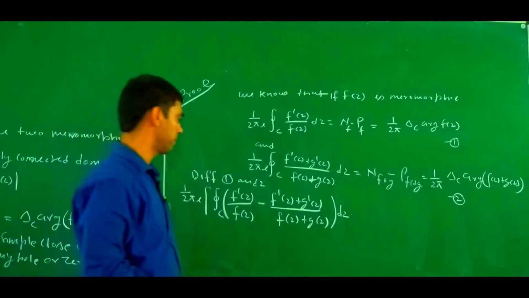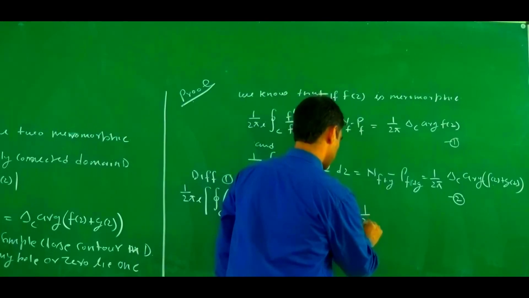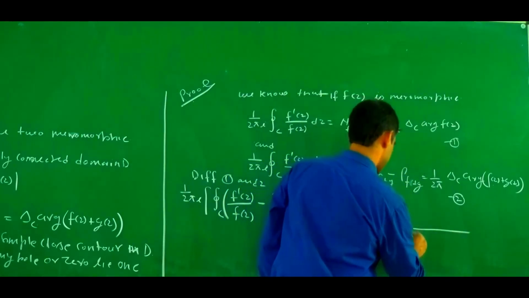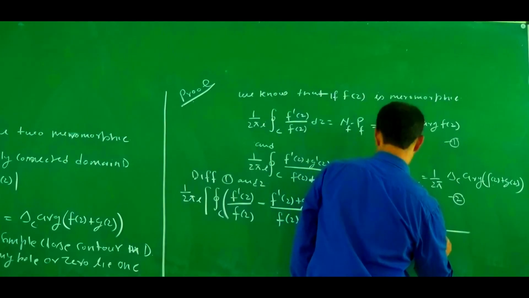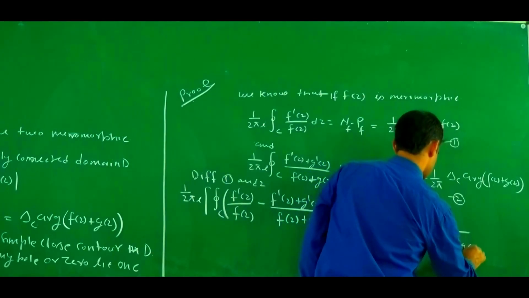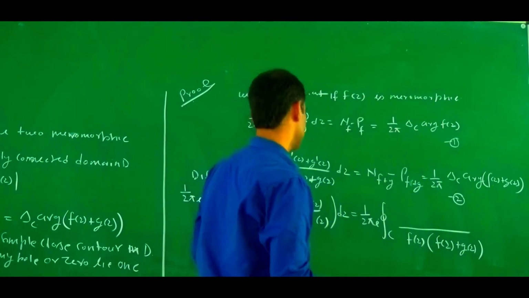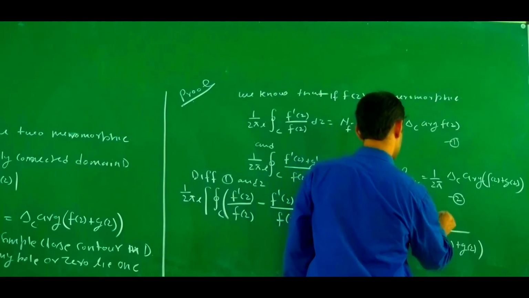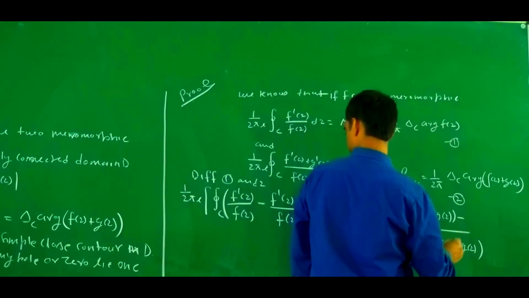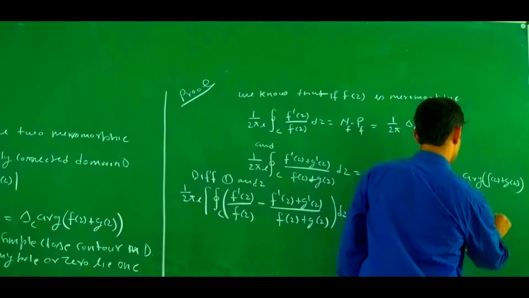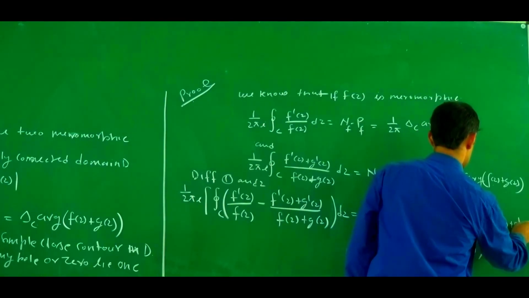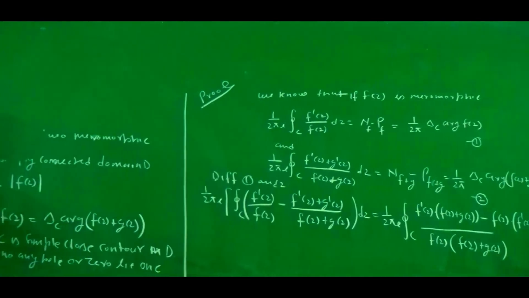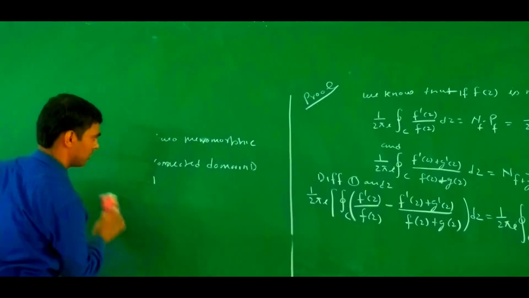If we simplify this, the value becomes 1 upon 2 pi i integrate over C. In the denominator this becomes f(z) into f(z) plus g(z), and in the numerator this becomes f dash z into f(z) plus g(z) minus f(z) into the bracket f dash z plus g dash z. If we simplify this, we are able to find the result.